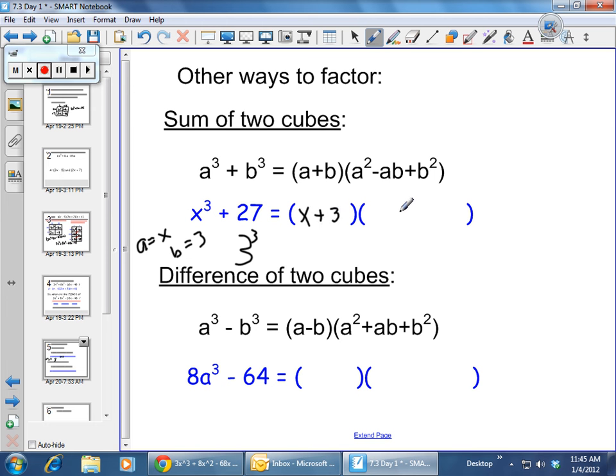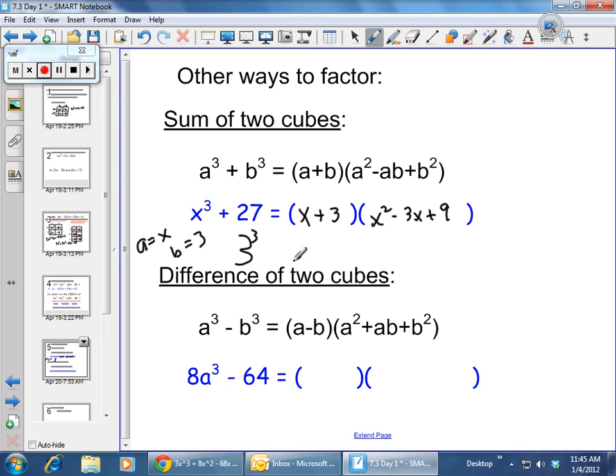So x plus 3, this would be x squared minus 3x plus 3 squared, which is 9. So the factors of x to the third plus 27 are x plus 3 and x squared minus 3x plus 9. So hopefully you realize that if we multiplied this times this, we would get x to the third plus 27. So these are the factors, which means if you multiply them together, you get that.